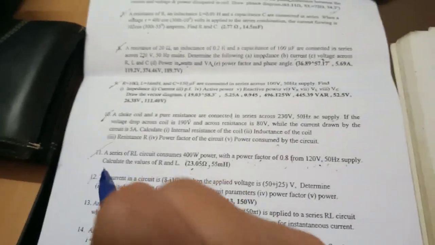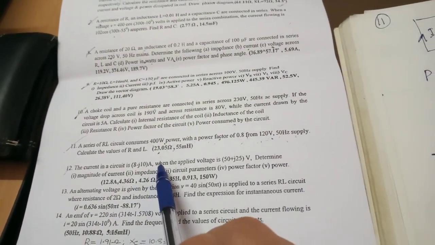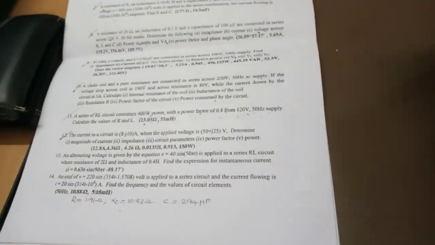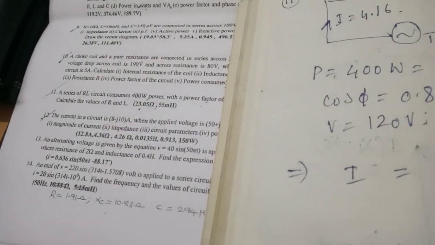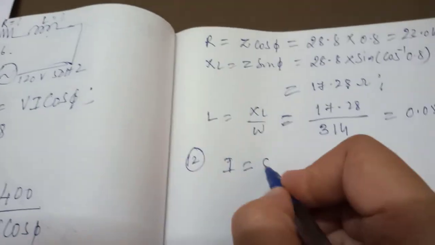Next we shall go to problem number 12. Current in a circuit is 8 minus j10 amperes. So they have given the current in the rectangular form. So what you have to do? Problem number 12: current I is equal to 8 minus j10 amperes.